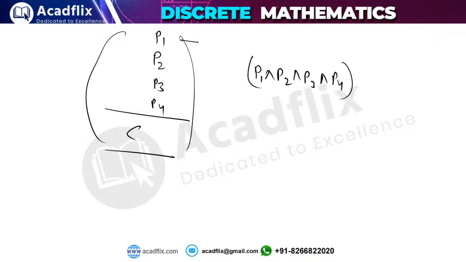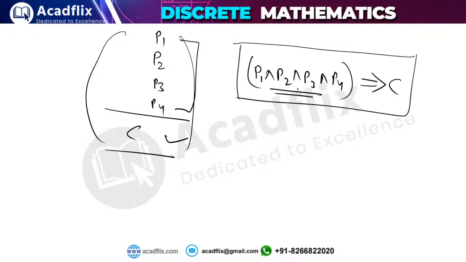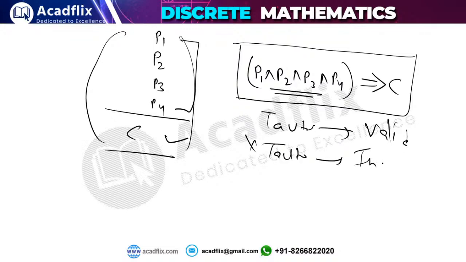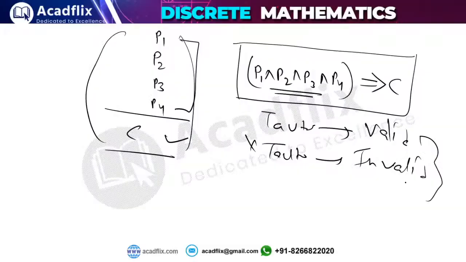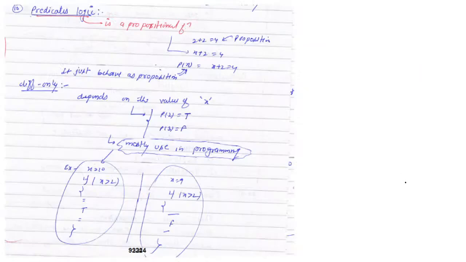Basically, these hypotheses must imply this conclusion, which means this thing must imply C. If this complete formula is a tautology, then you will say the argument is valid. If this complete formula is not a tautology, then your argument is invalid. Okay, so this is how we find whether an argument is valid or not. This is our concept of valid or invalid argument.